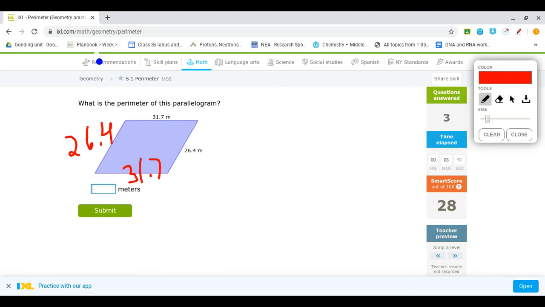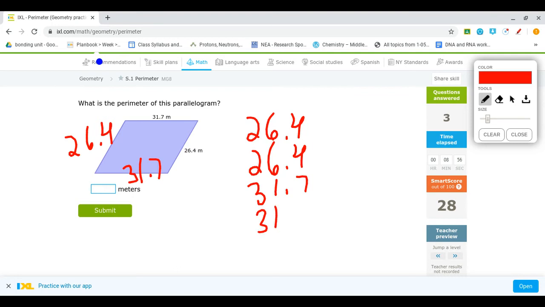So now we have our four sides added together: 26.4, another 26.4, 31.7, 31.7. Go ahead and use your calculator to do these problems.